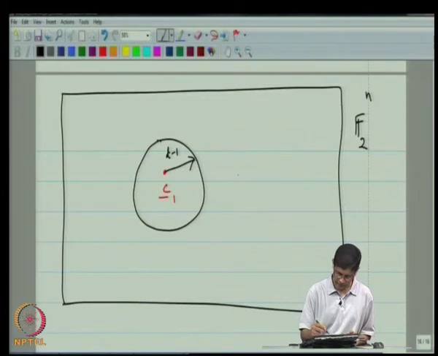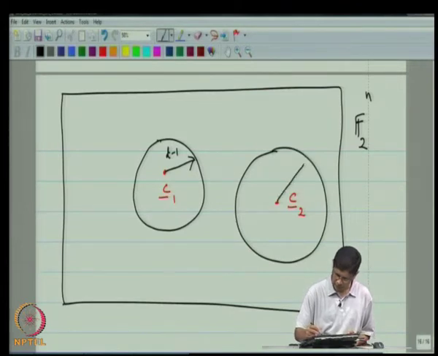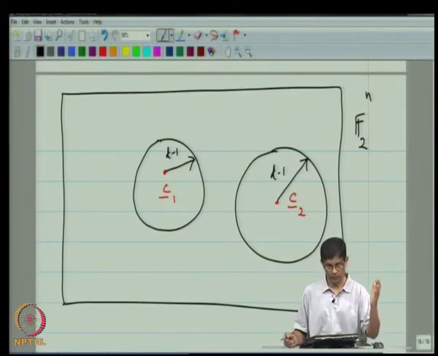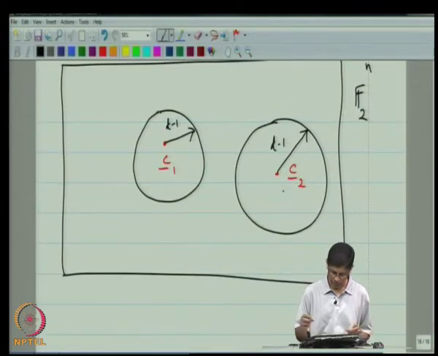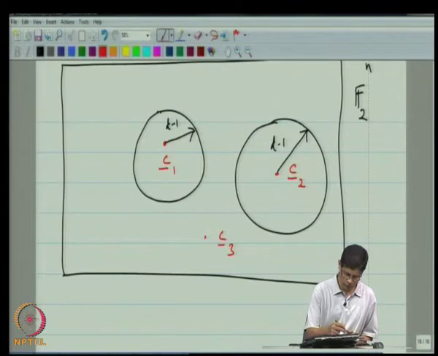Then you pick another vector. So, let us say you pick your next code vector, and that is somewhere here, that is C2. Similarly, there is a ball of radius d minus 1 surrounding that. So, you pick the code word, then throw out all the vectors in that ball, and then you pick your next vector, and that could be C3, and again what you do is you throw out all the vectors in a ball of radius d minus 1.